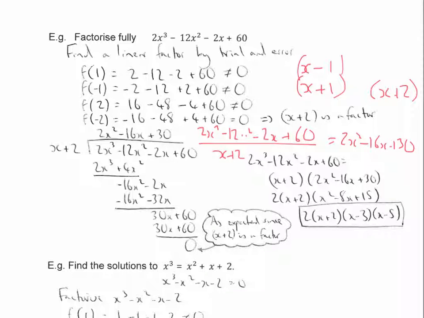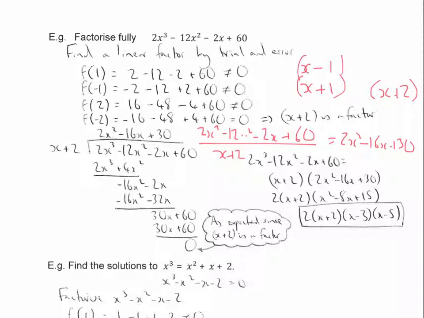So 2 comes outside. I'm looking at this thing here, and I factorize it to give me this thing here. Okay. If you didn't bring the 2 outside, you need to be careful at the end when you find your 2 factors here that you take the factor of 2 out that will definitely appear in one of them, because this says fully factorized. So it's 2 times x plus 2 times x minus 3 times x minus 5.